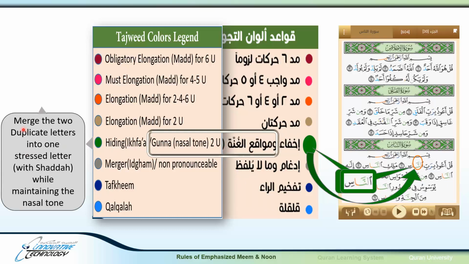This Noon with Shuddah has originally been 2 Noons, one with Sukoon and one with Fatha, and both merged together into a duplicate one with a stressed Shuddah. So we pronounce it with a maintained nasal Ghunnah, and this is basically the rule of the emphasized Meem and Noon, emphasized meaning with Shuddah, where it should be emphasized and given the Ghunnah indicated in green.